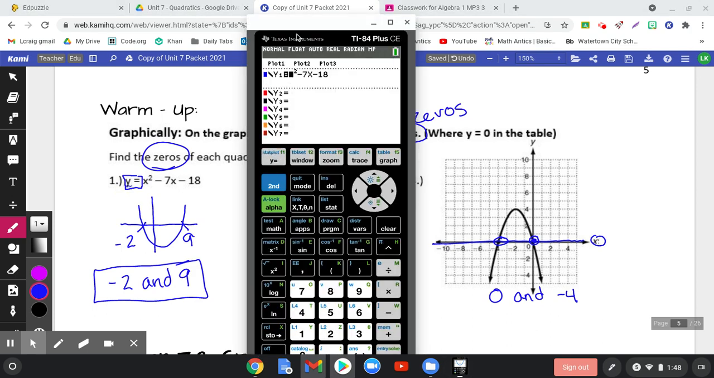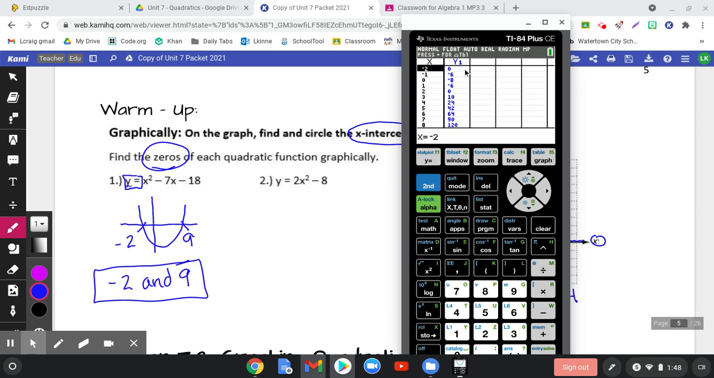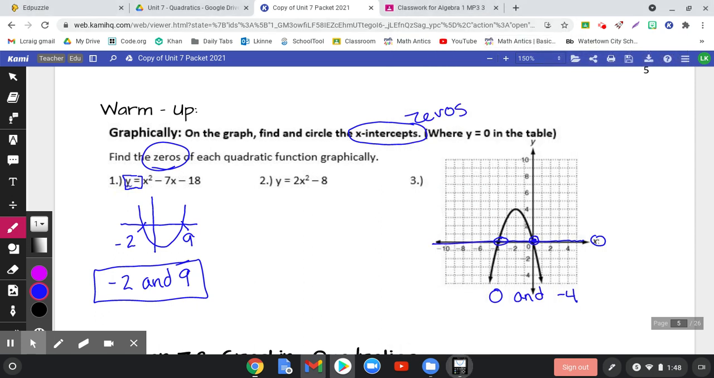All right, next one. Go ahead and put that into your calculator. Y equals 2x squared minus 8. So again, go to y equals 2x squared minus 8. So it looks like -2 and 2. And again, if you want to be sure, go to the table. -2 makes it 0 and 2 makes it 0. So again, I'm just going to sketch that quick. -2 and 2.